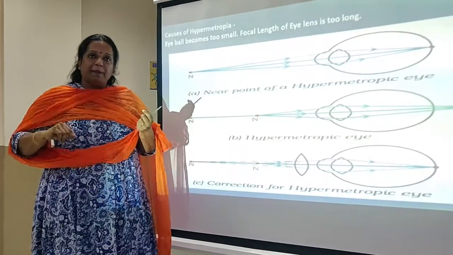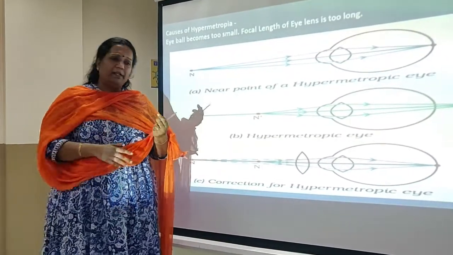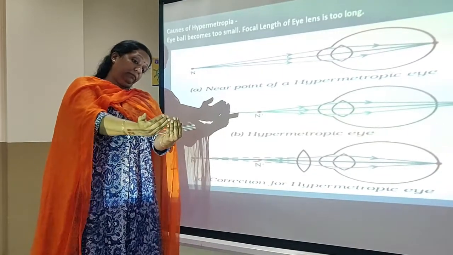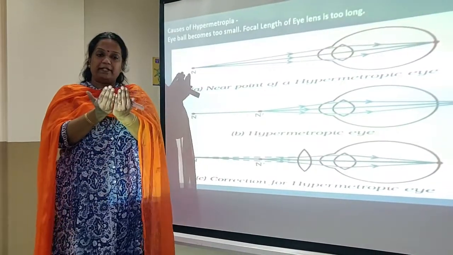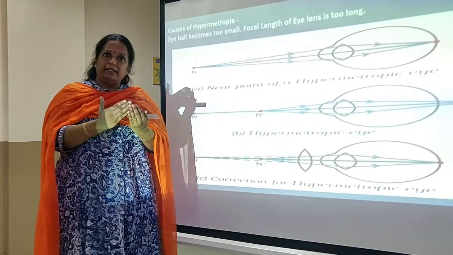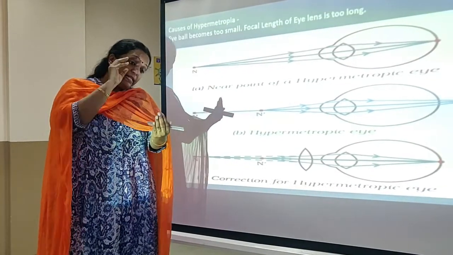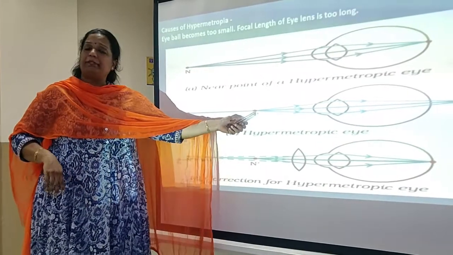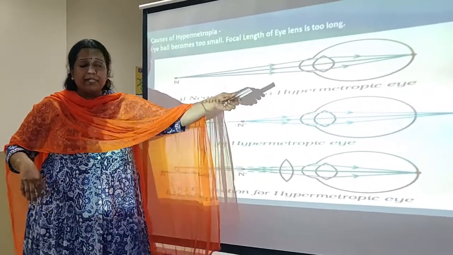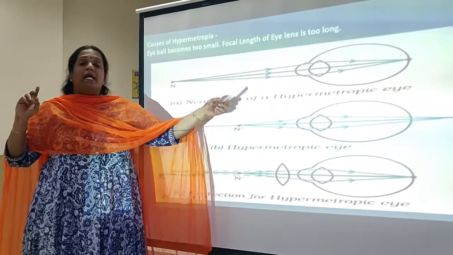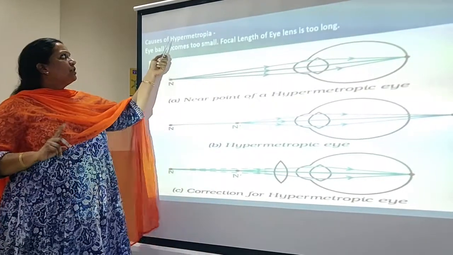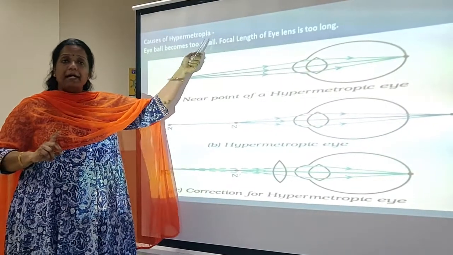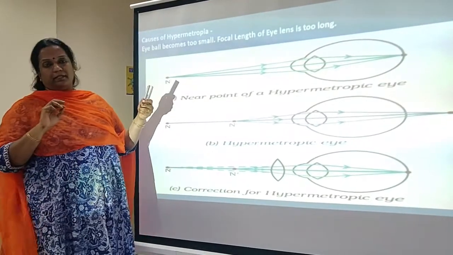you give them a newspaper or a book, ask them to read, what will they do? They will do this. They won't keep it here and study. They will try to move it away and then they are able to read. Why is that? Because the light rays from nearby objects are forming an image behind the retina and they are suffering from a condition called hypermetropia or long-sightedness.